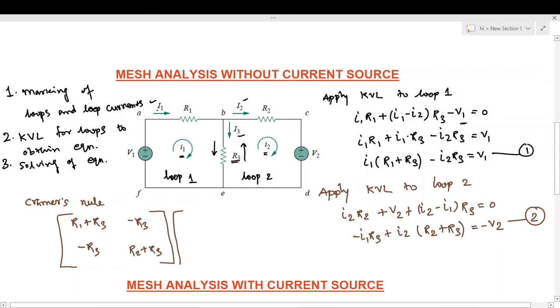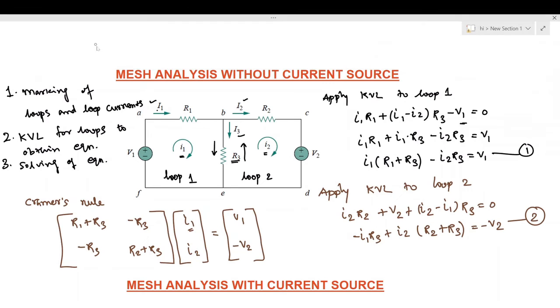and we need to mark the currents here, that is I1 and this is I2, which is equal to the voltages, V1 and minus V2. V1 minus V2. On solving this matrix, we can find out the mesh currents. Okay. Now we can apply the mesh currents to find out the branch currents.